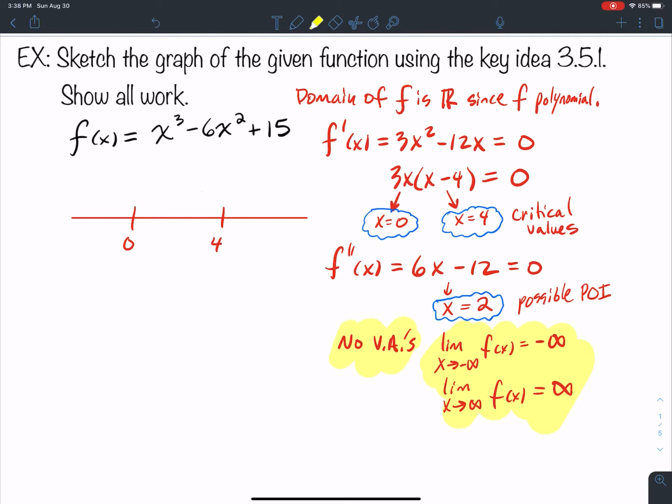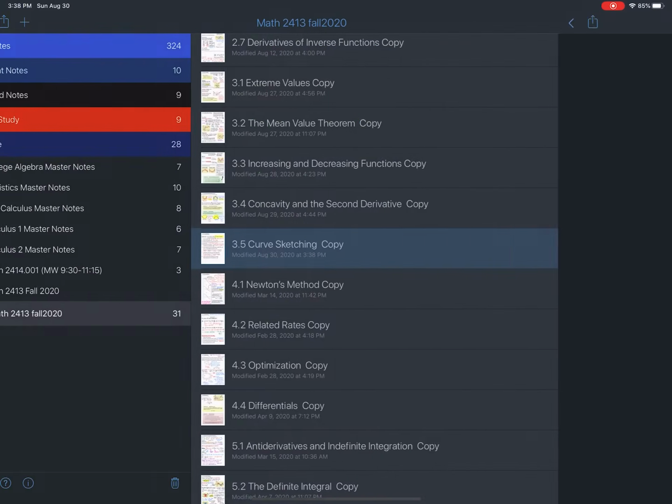So let's move on to number 6. Create a number line that has critical values, points of inflection, and vertical asymptotes, and for each subinterval, determine where we're increasing, decreasing, concave up, concave down.